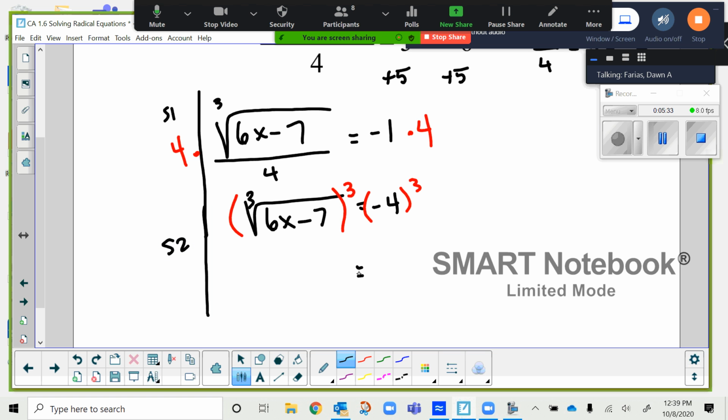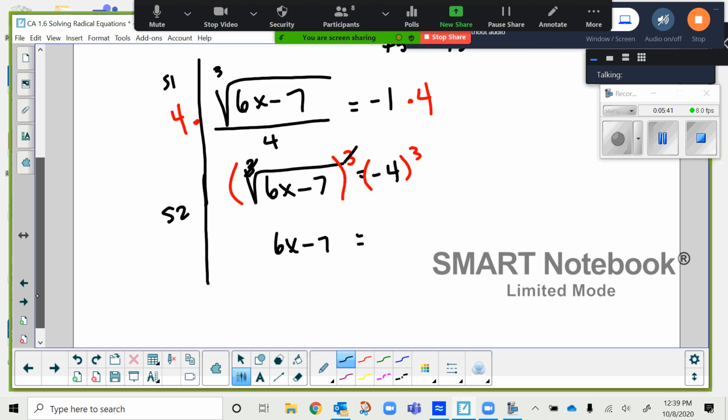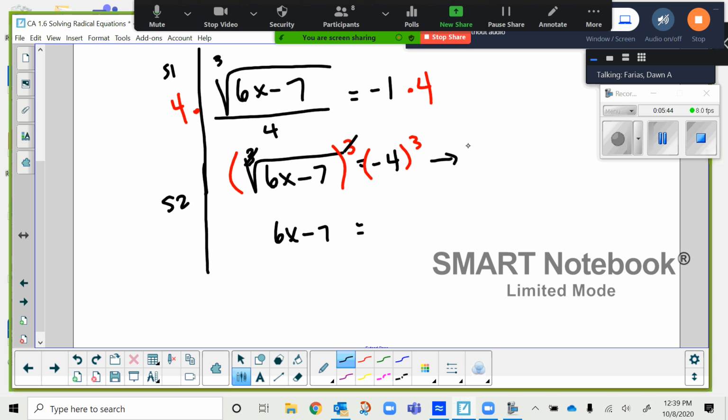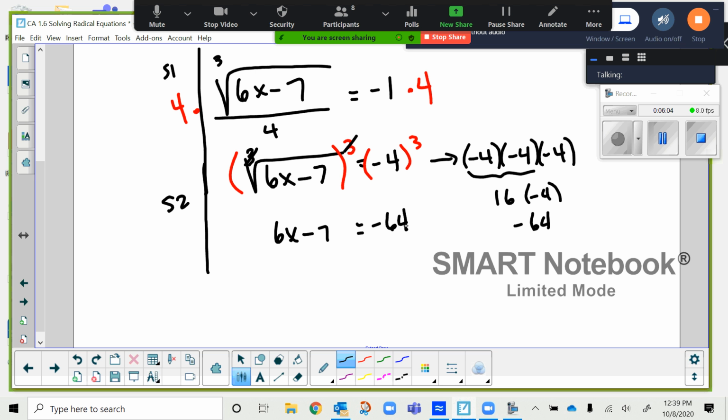So what that leaves you with on the left is just 6x minus 7. So the power of 3 cancels out the root of 3. And on the right, remember that negative 4 cubed means negative 4 times itself 3 times. So the first two negative 4s give me positive 16. And then times the third negative 4 is negative 64. And now we just have this baby equation. You solve your baby equation, I'm going to solve mine. It's not a competition.